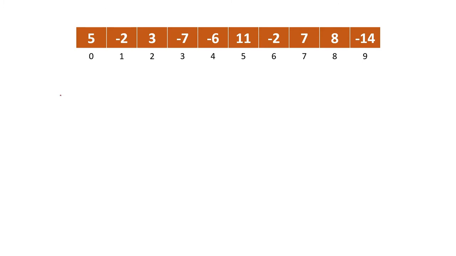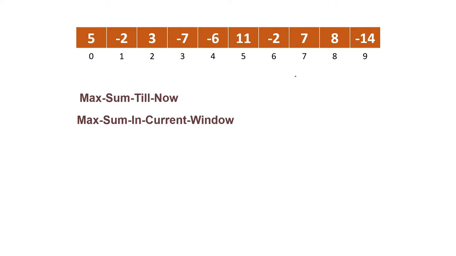So to find the maximum window where the sum of these numbers will be maximum, the Kadane algorithm is used. So how do we find that? We will see now. To find that, we need two variables. One is max sum till now and another is max sum in current window. So what is max sum till now? Before that, I will talk about max sum in current window.